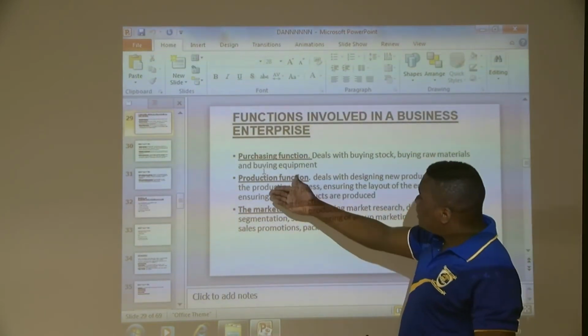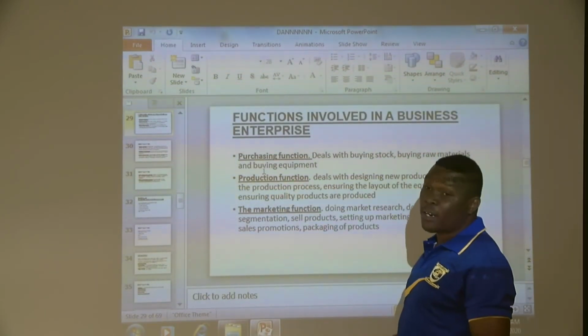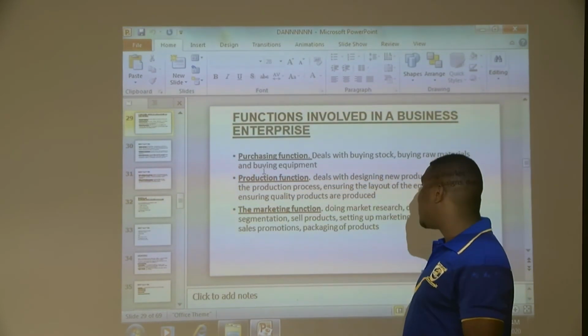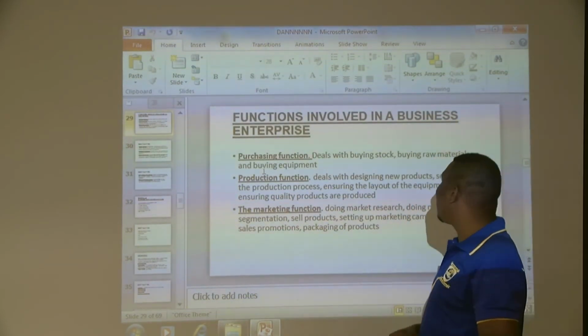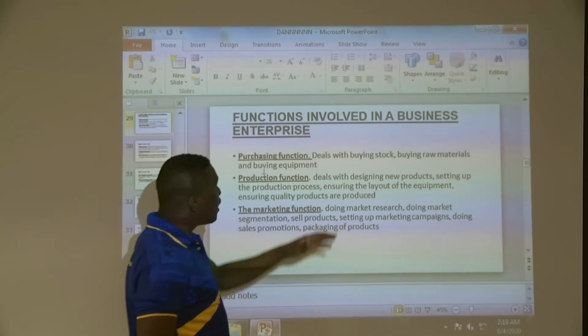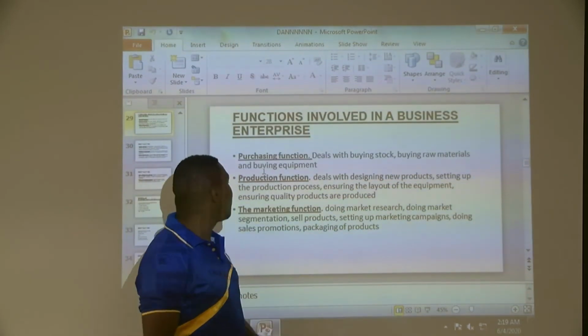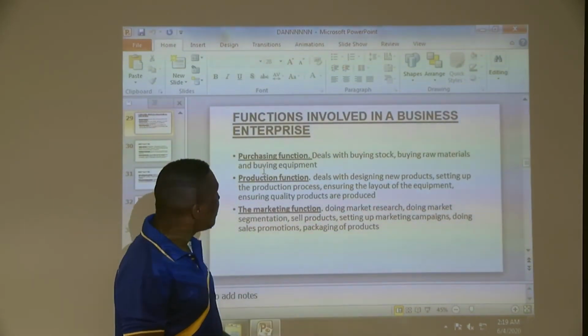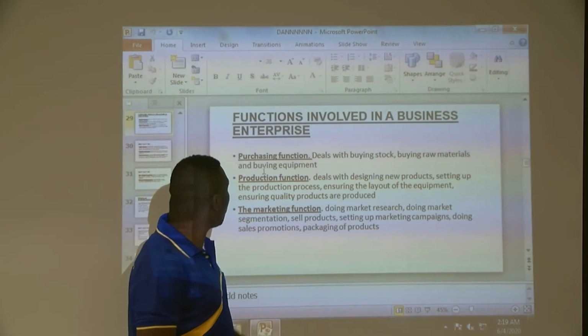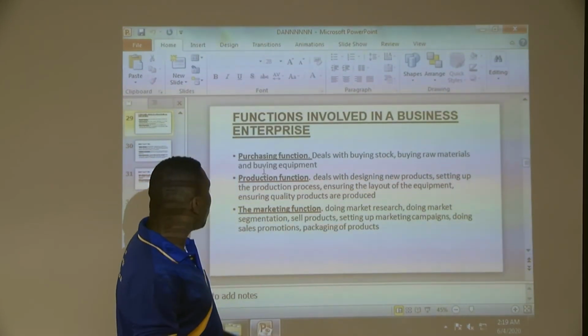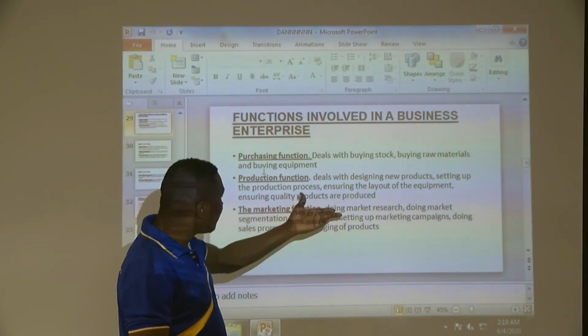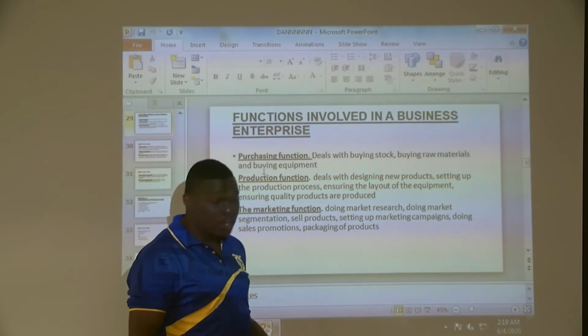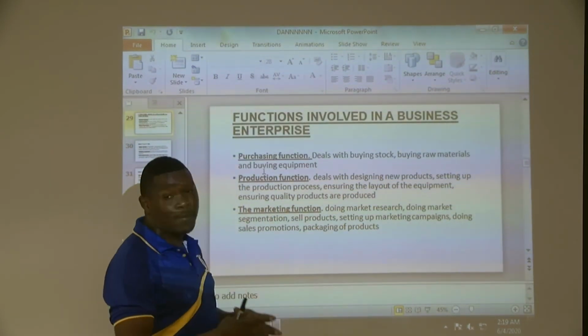Now, number 2 takes us to what we call the production function or the production department. They are saying it deals with designing new materials and designing new products, setting up the production processes, ensuring the layout of the equipment, and lastly, ensuring the quality of the products that are produced. That is basically the production function.